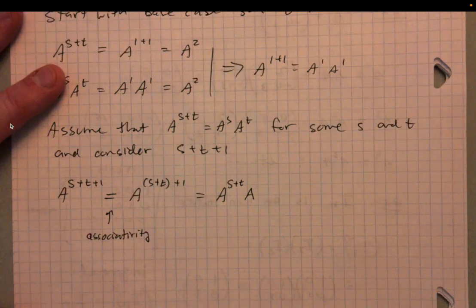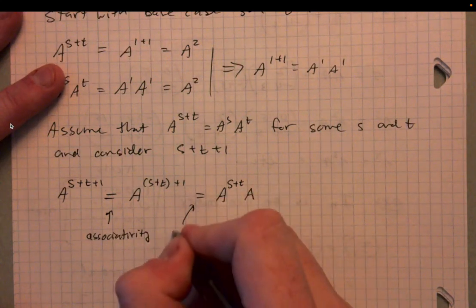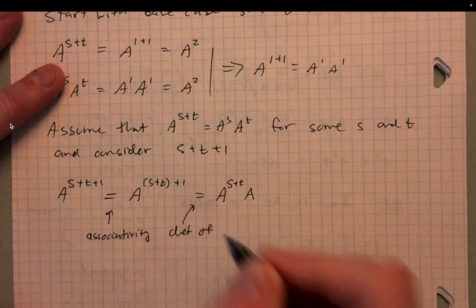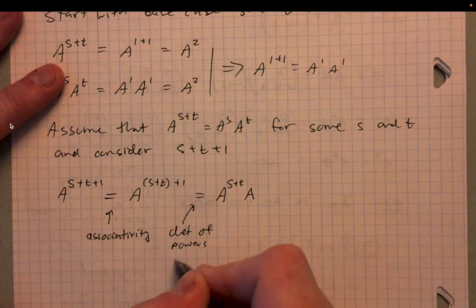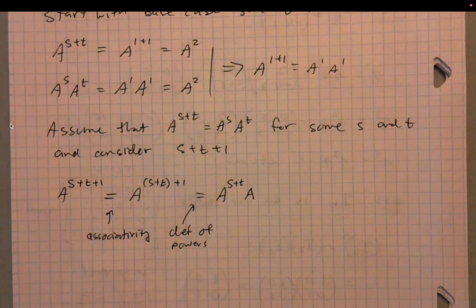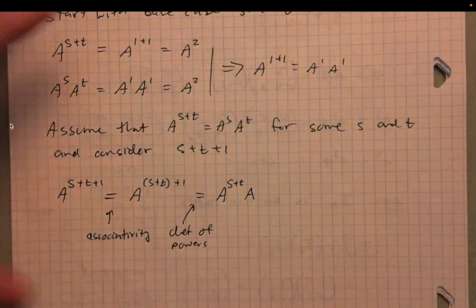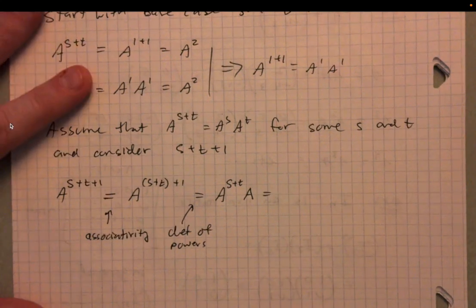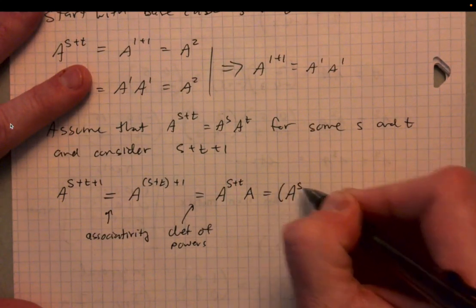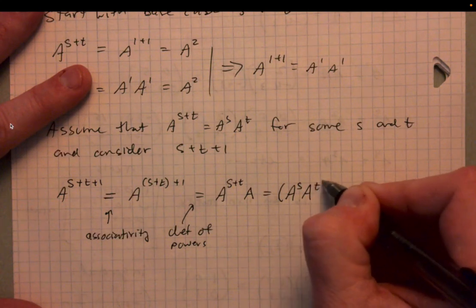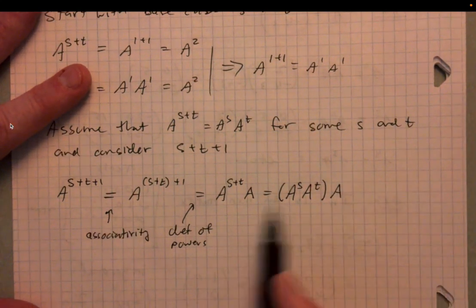Now, why is that true? Well, that is the definition of powers for matrix multiplication. That just comes from the previous definition. Next we can see that this is going to be equal to A to the s times A to the t times A.